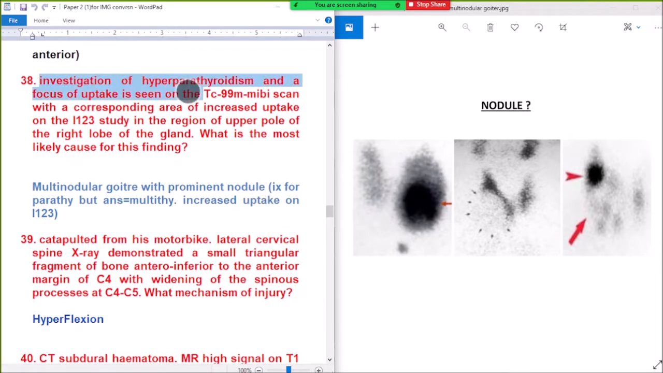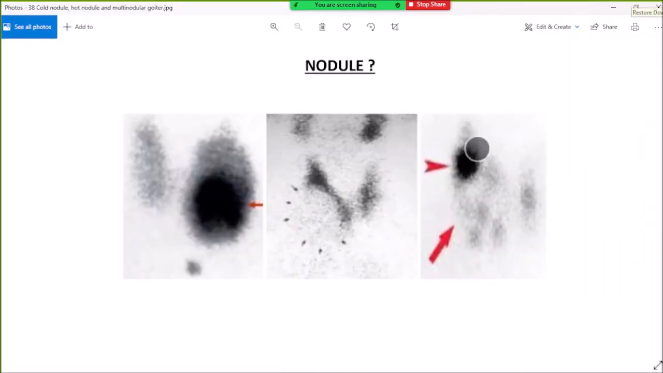Investigation of hyperparathyroidism and a focus of uptake is seen on the technetium MIBI scan with a corresponding area of increased uptake on the iodine 123 study in the region of the upper pole of the right lobe of the gland. What is the most likely diagnosis for this finding? Multinodular goiter with prominent nodule. Okay, this is a multinodular goiter.